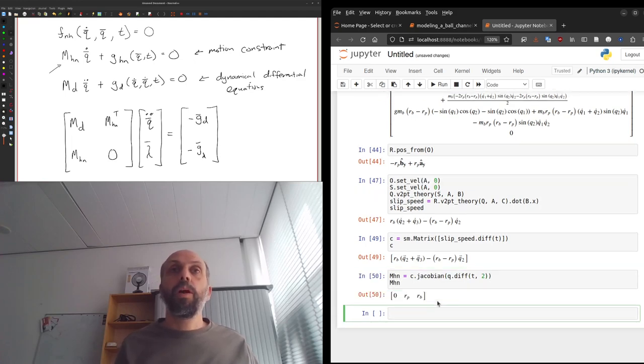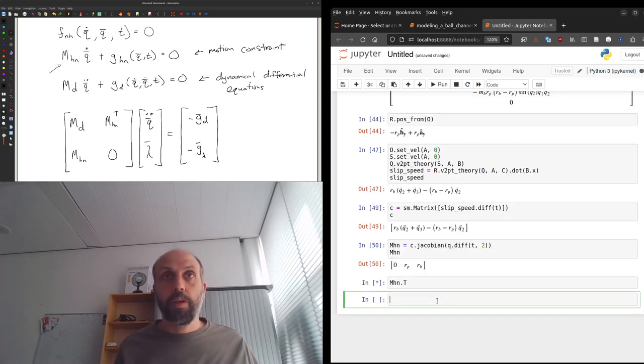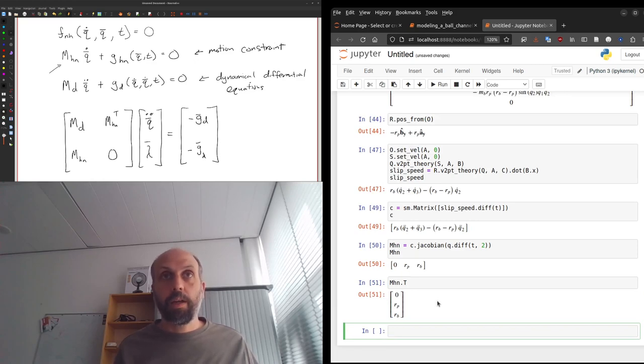You see that it's a 1/3. You have a column there for each of the Q double dots. And then we have a single row that we're going to be adding to the equations. We're going to also use MHN.transpose for that upper right block. And so we need three equations to give us the three constraint forces added into our dynamic equations.